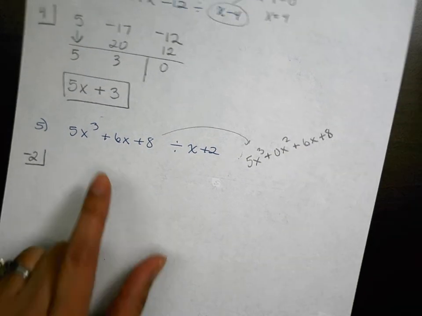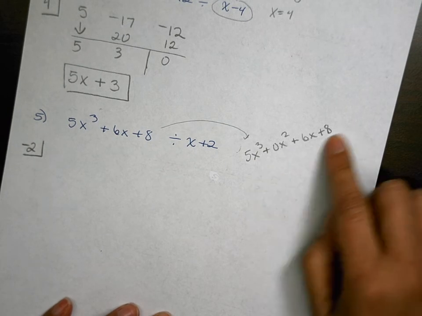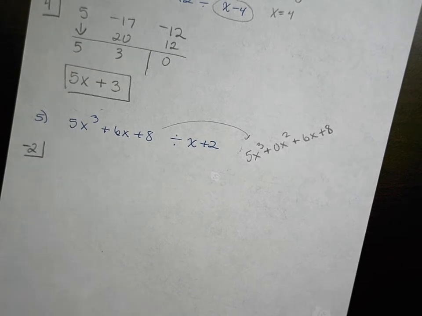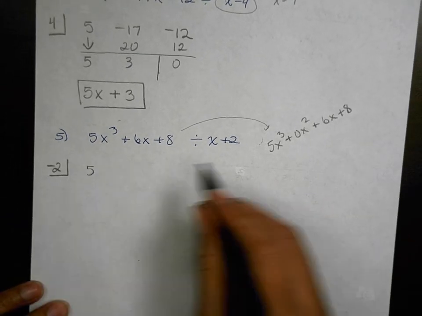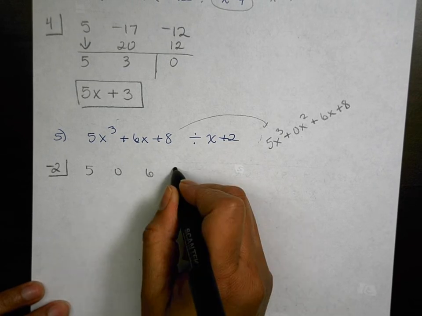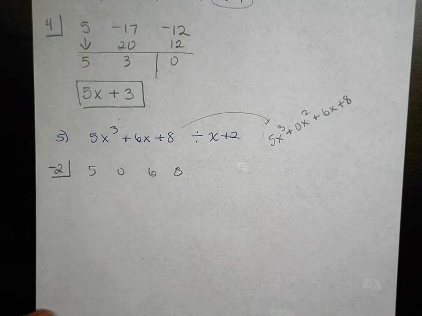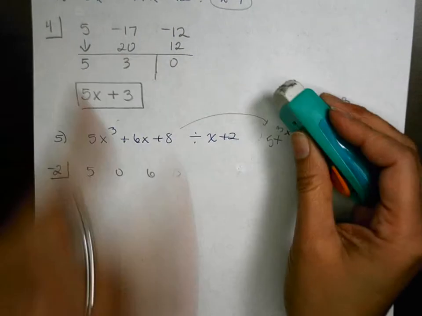Third power, second power, first power, no power. Now is everything there? Okay, everything needs to be there in order. If it's not, what do you put as its placeholder? 0. Okay, grab all the coefficients: 5, 0, 6, 8. So pretty much if you have a degree of 3, you should have 4 terms. If you have a degree of 2, you should have 3.